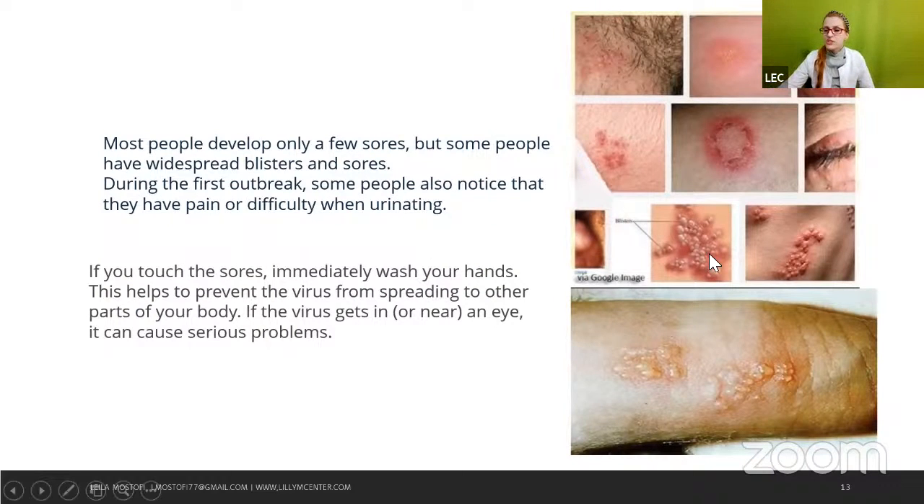As you see here, I show you the different shapes. Most people develop only a few sores, but some people have widespread blisters and sores, as you see here. During the first outbreak, some people also notice that they have pain or difficulty when urinating. If you touch these sores, immediately wash your hands. This helps to prevent the virus from spreading to other parts of your body. If the virus gets in or near an eye, it can cause a serious problem.